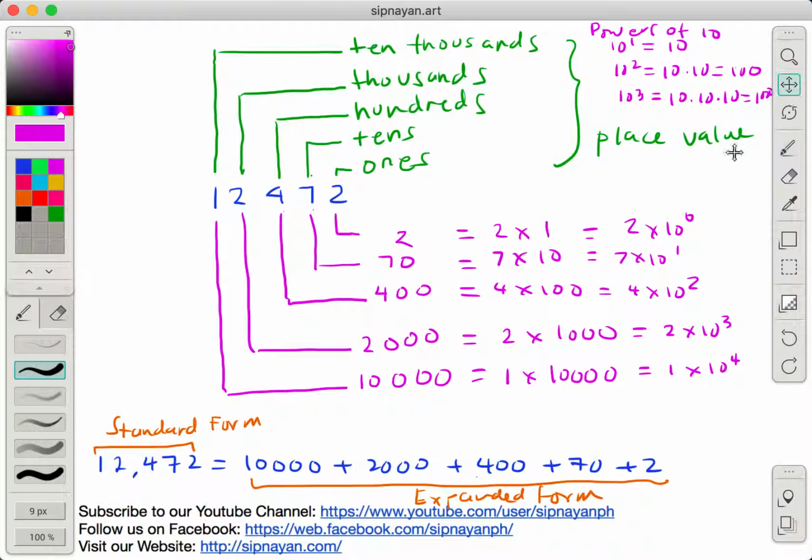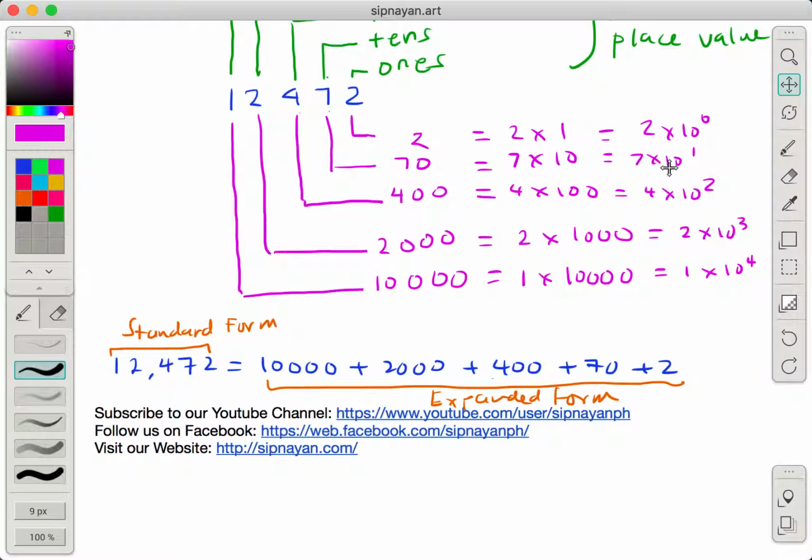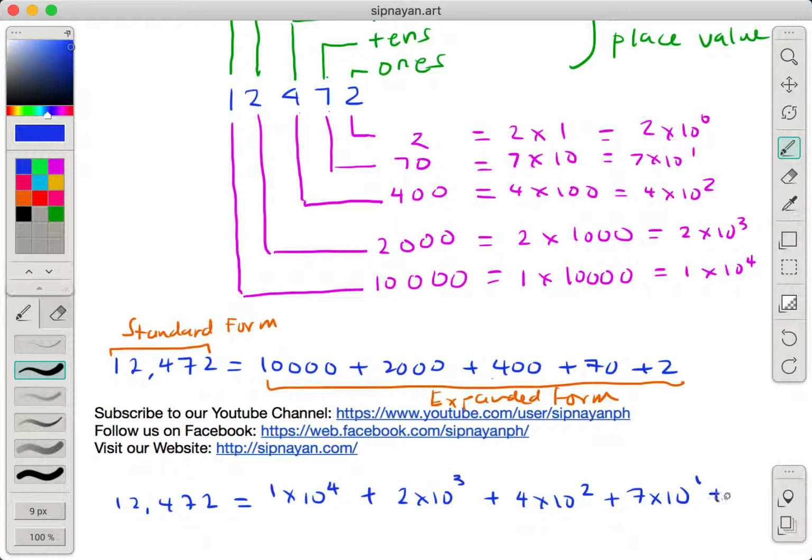So basically, yung expanded form can also be written as, pwede rin natin sabihin na 12,472 is equal to 1 times 10 to the fourth, 10,000, plus 2 times 10 cubed, plus 4 times 10 to the second power, plus 7 times 10 to the first power, plus 2 times 10 to the 0 power, or raised to the 0.